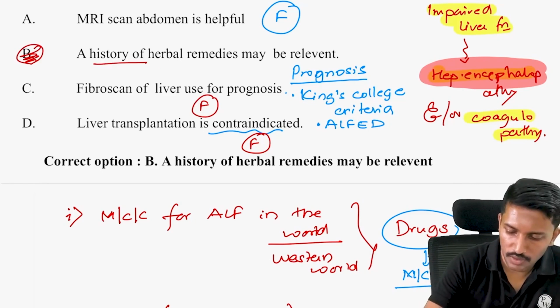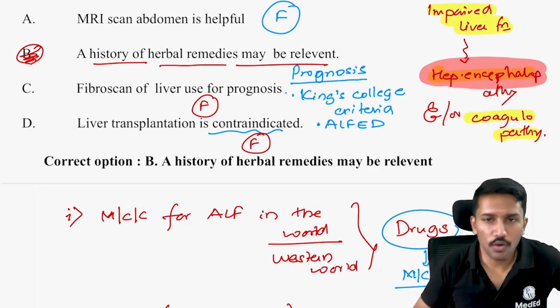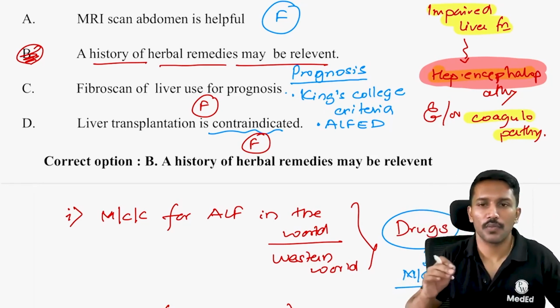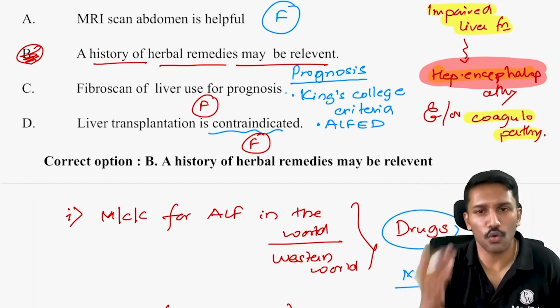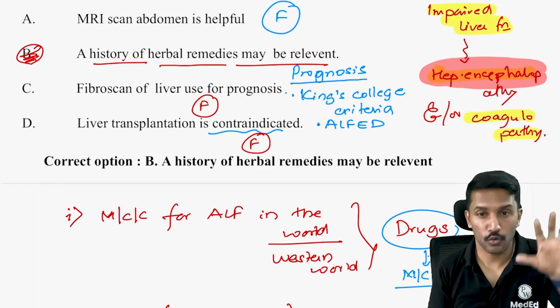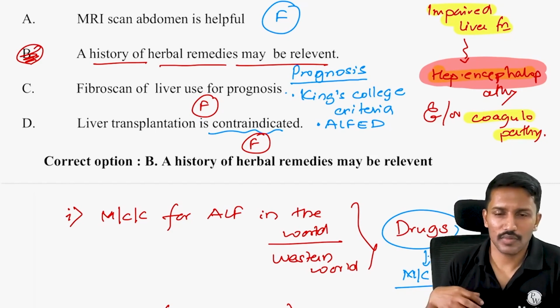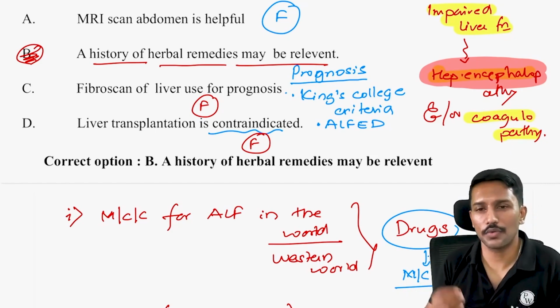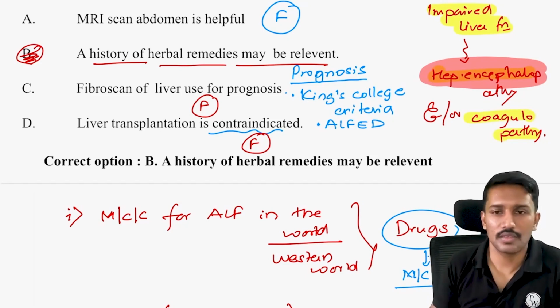A history of herbal remedies may be relevant. This is not just relevant. It is the single most important thing if I have a patient who has an abnormal LFT which is not explained by any of the known disorders, like I have taken into consideration the approach to jaundice and the assessment of liver function, and these are not leading to the diagnosis. The first thing that I should do is spend some time with the patient and attenders and see if he is taking herbal remedies.